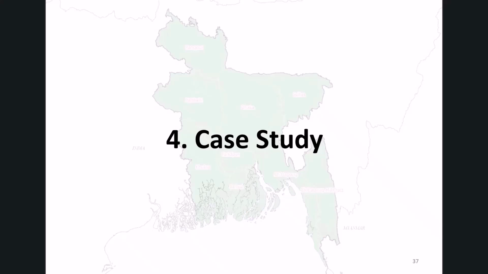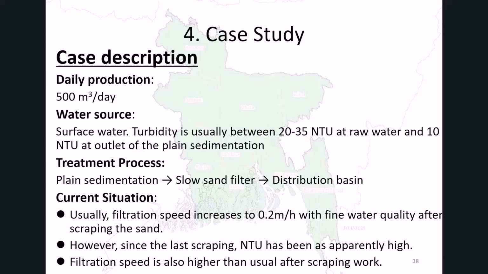For your better comprehension and practical usage of the knowledge obtained from the manual, we are going to tackle a case study from now. Let's think about an imaginary plant in this case study. The case describes a plant producing about 500 cubic meters per day using surface water as the source. Raw water turbidity is normally between 20 and 35 NTU, and about 10 NTU after plain sedimentation.